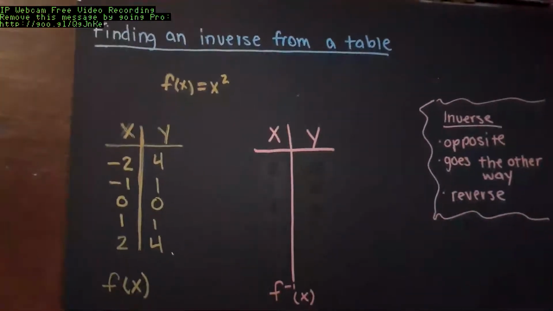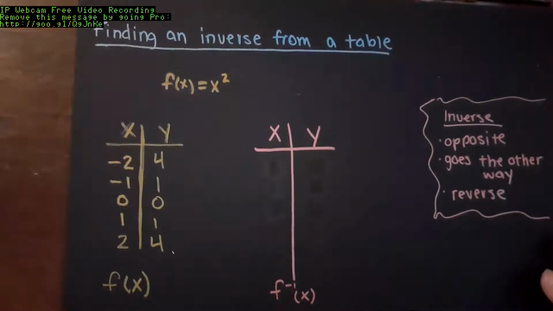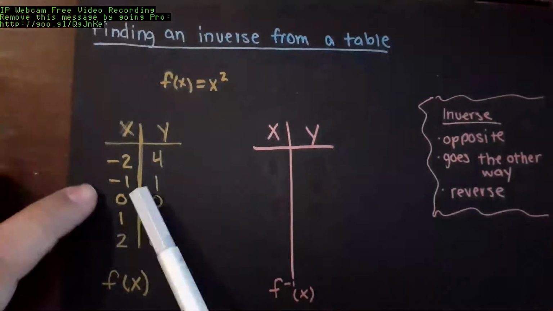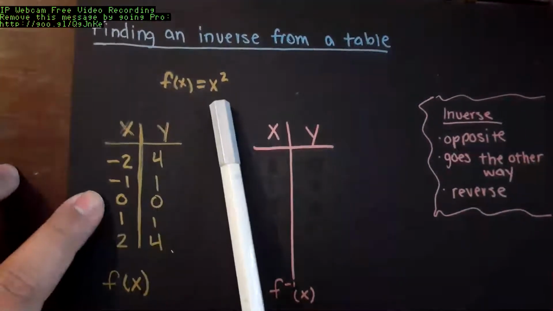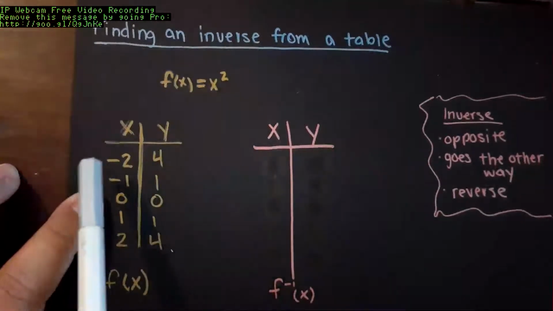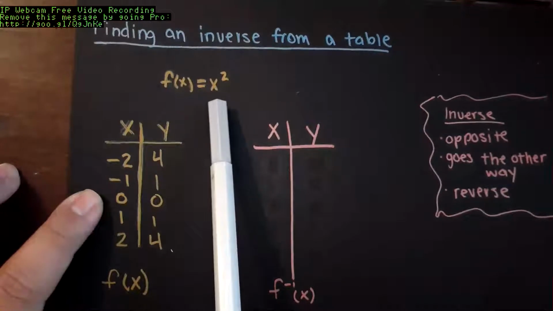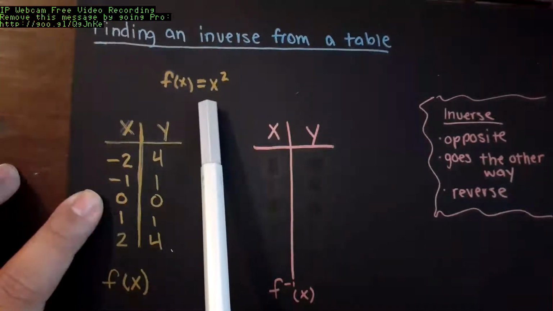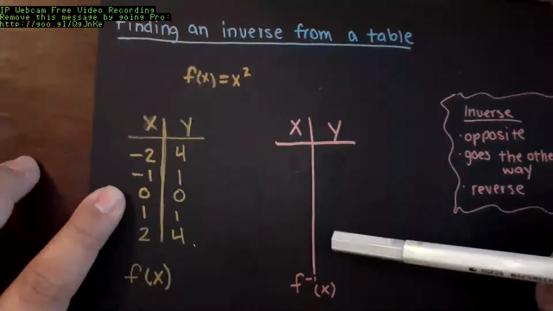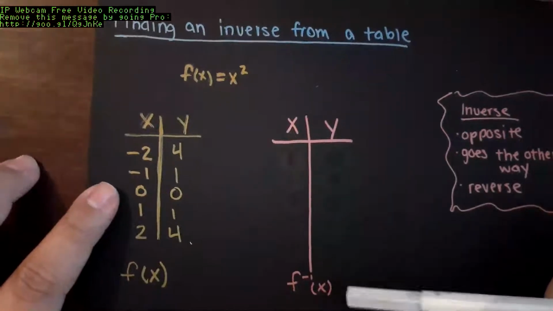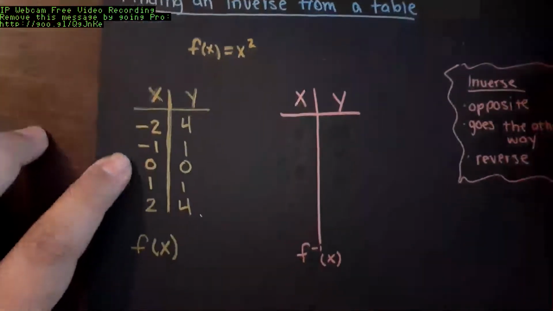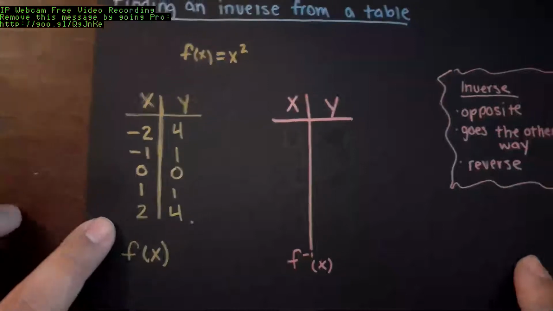So before we saw how we can find an inverse algebraically, so now we're going to see how we can find an inverse from a table. So here we're given a table and a function. So actually, if I plot these points on a graph, I'm going to get this parabola, this function. So now I want to find the inverse of that function, and I'm only given the table.